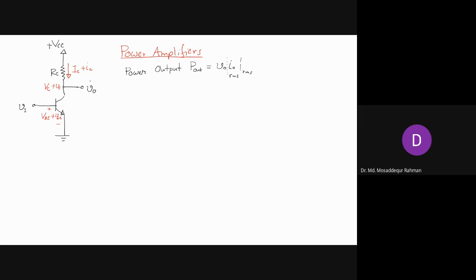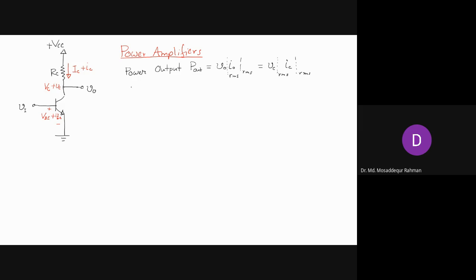Actually, V naught and I naught are the small signal voltage and current. These are nothing but the collector voltage and the collector current. So we can also represent this in terms of the small signal collector voltage VC, the RMS value of VC, and the small signal collector current IC, the RMS value of the collector current. So that will be our output power.